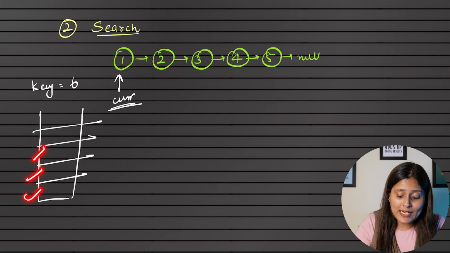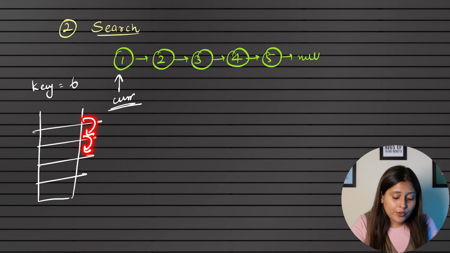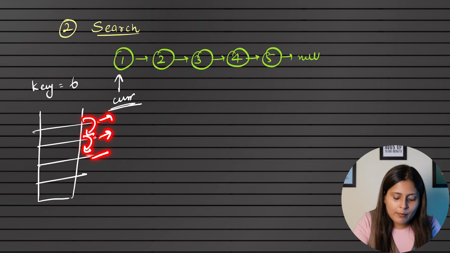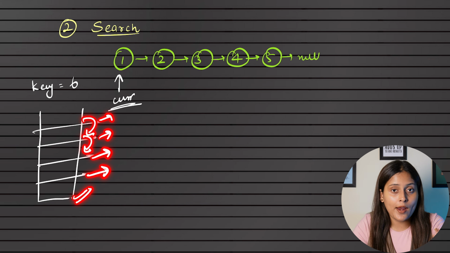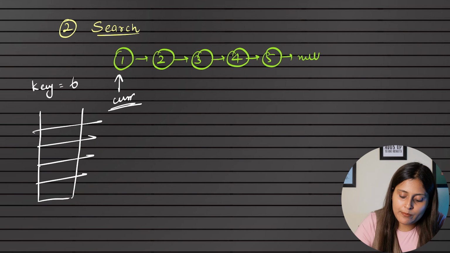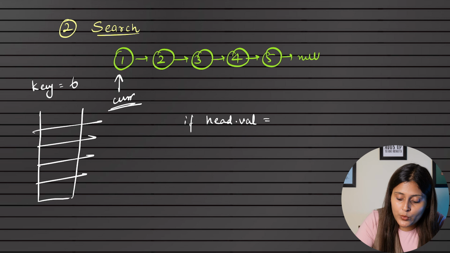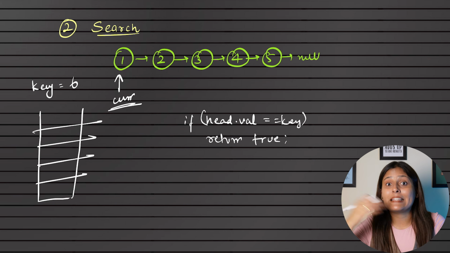And every function call remembers its own head. So when you come out of the functions, means when you return from the functions, every function remembers its own head. So at the end, in the starting, whatever was the head, let's say 1, that will get returned, correct? So our task is very simple. If our head dot value is equal to key, we know one thing. What? Return true.